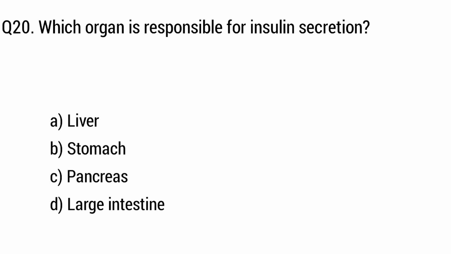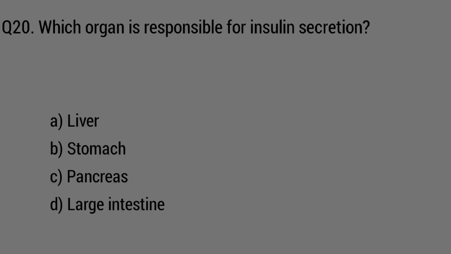Question 20. Which organ is responsible for insulin secretion? Option A, liver, B, stomach, C, pancreas, D, large intestine. But the right answer is option C, pancreas.